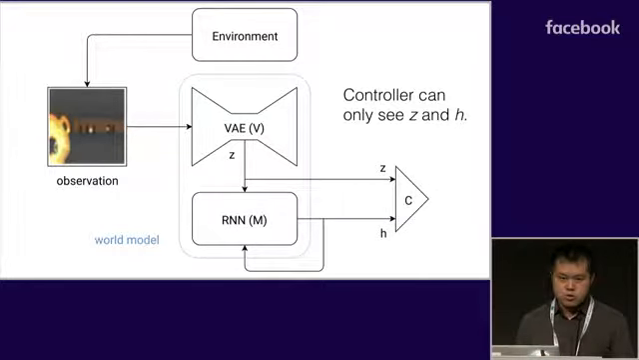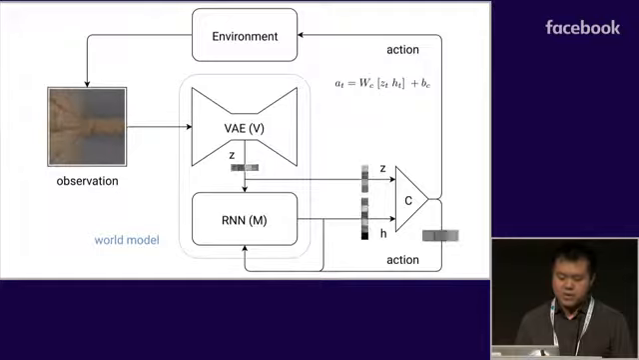We'll feed these two low-dimensional representations, Z and H, representing time and space, into a small linear controller C. Now, our controller C can only see Z and H. It cannot see the actual pixel observations. And its job is to output the action A that will affect the environment, causing the environment to generate the actual states for the next time step. And to train our controller C, we want to solve for the parameters of this linear controller such that we maximize the expected cumulative reward of our agent acting in the environment.